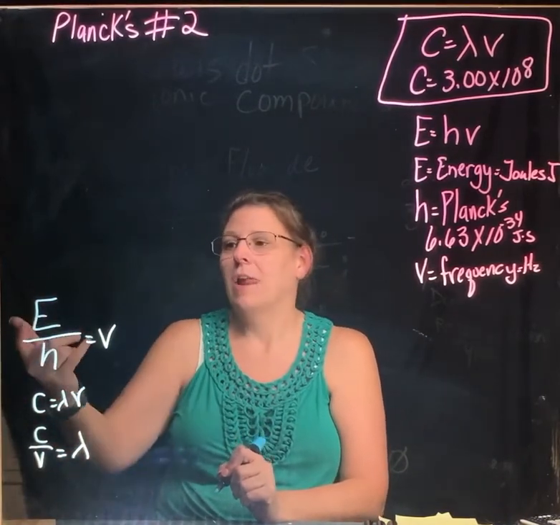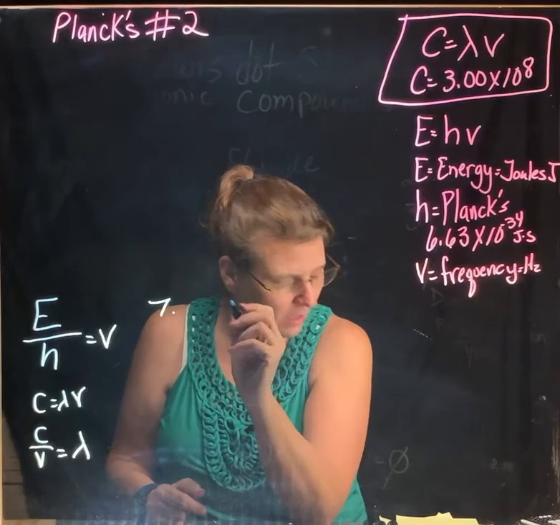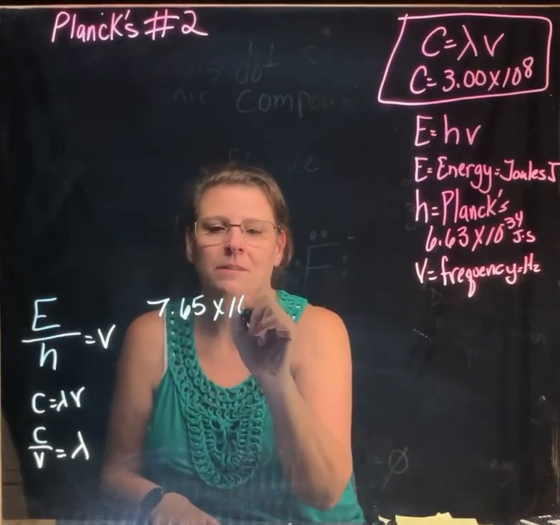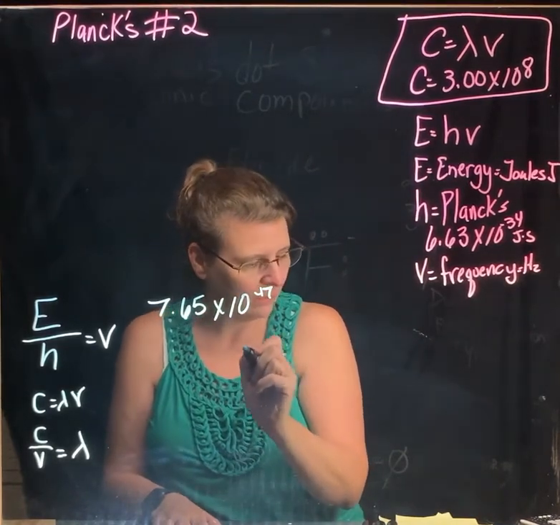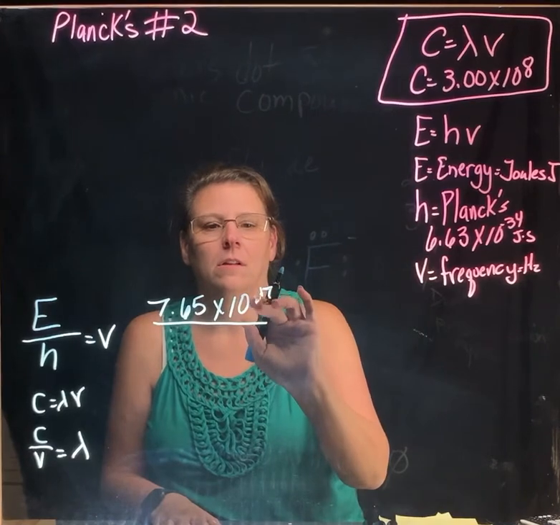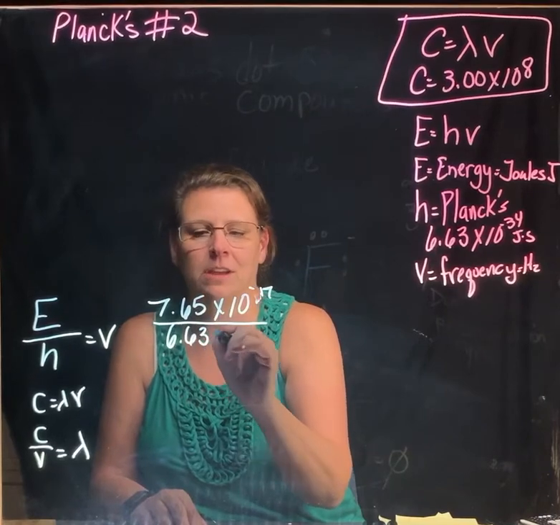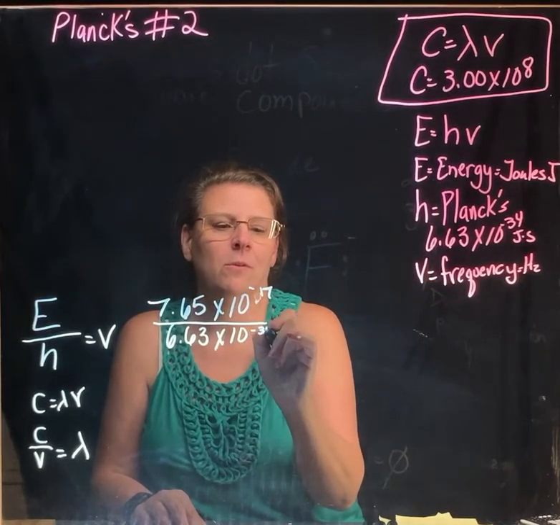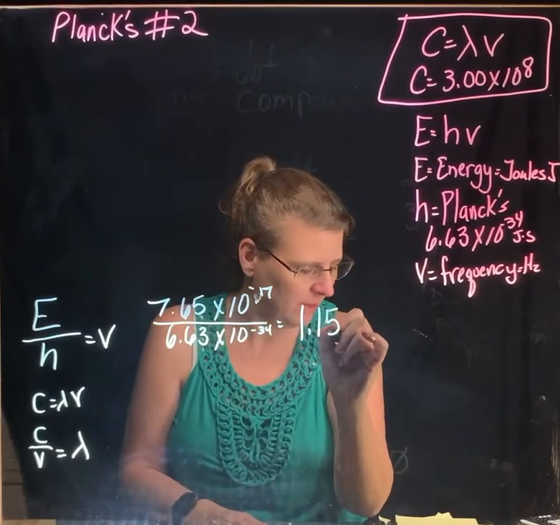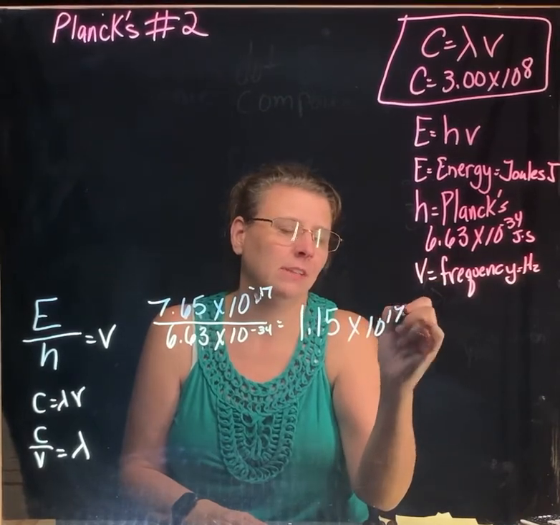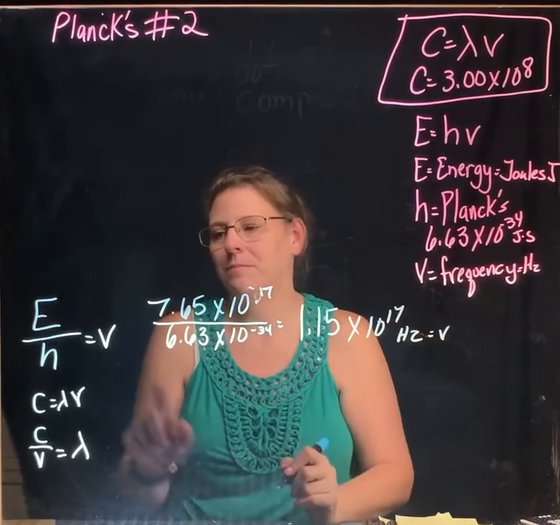Okay? So we're going to plug this in. Let's plug our numbers in. The first number we have is 7.65 times 10 to the negative 17, and we are going to plug that in over our 6.63 times 10 to the negative 34. Plug it into our calculator and we end up with 1.15 times 10 to the 17. This is our hertz. So that equals our ν, right?